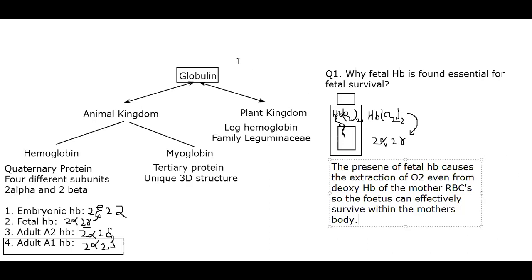For the effective survival of the fetus, the presence of this particular gamma chain is ideally required. If there is no gamma chain, the fetus will not be able to survive and the process of abortion will take place. So this gamma chain is highly essential for the entire procedure to take place. Okay, so this question is all over.